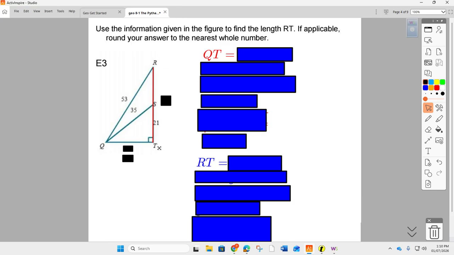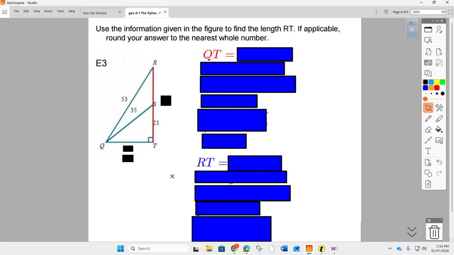RQT and SQT share a leg, right? They're both right triangles. SQT and RQT, one of their legs is the same. QT is a leg in both triangles. Does that make sense? So in this little triangle, we have one leg and one hypotenuse. So we could find the length of QT by using the Pythagorean theorem on this smaller right triangle. Now, if we know what this length is, and we have this length, then we could use the Pythagorean theorem to find the whole length of RT. Does that make sense? Does that make sense to you, Kendall?